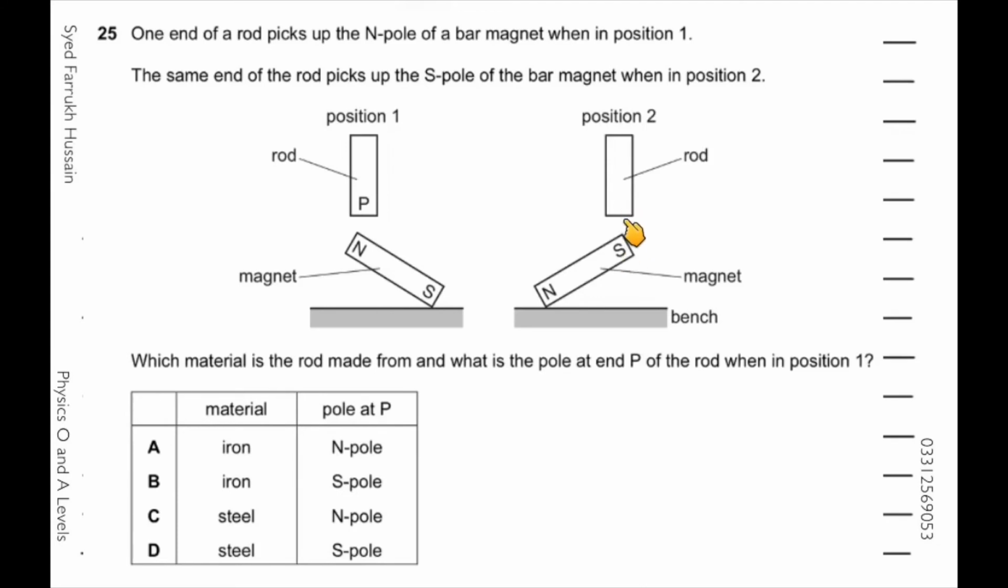So in this position there is a north pole, and if it is not repelled by either end of the magnet, which means the material is iron and the pole at P is actually a south pole. So the answer is B.